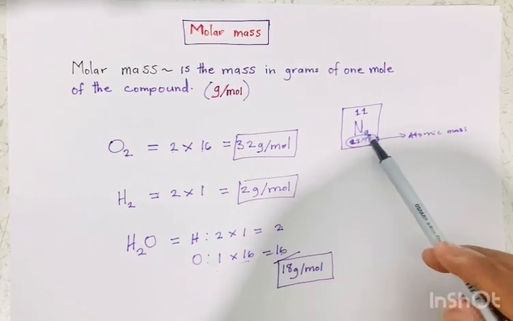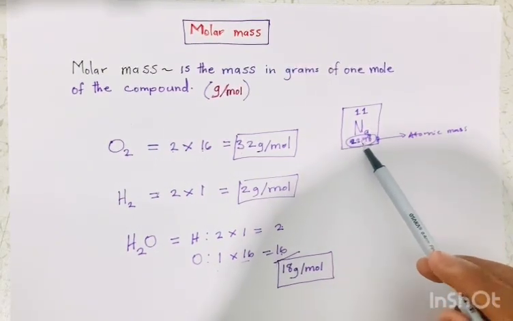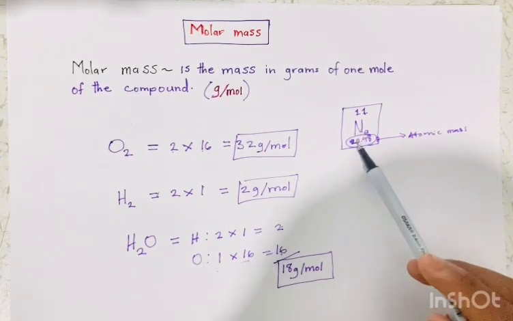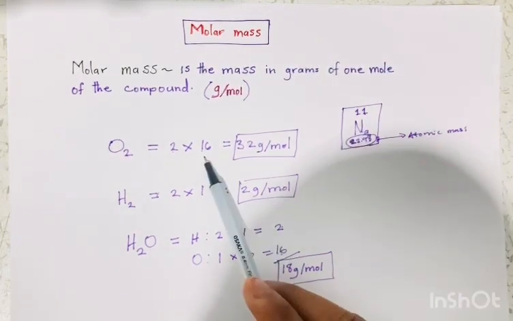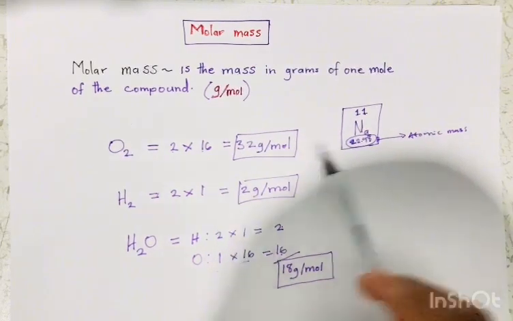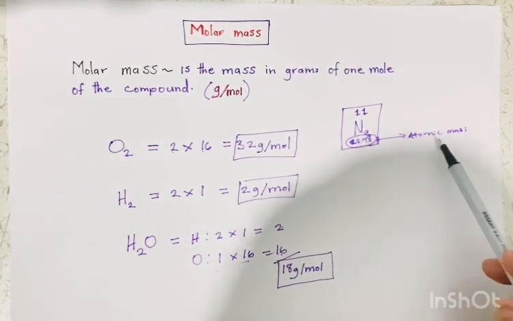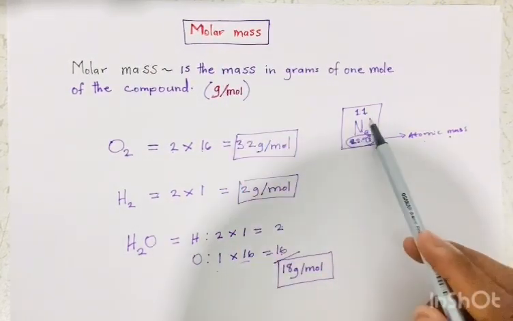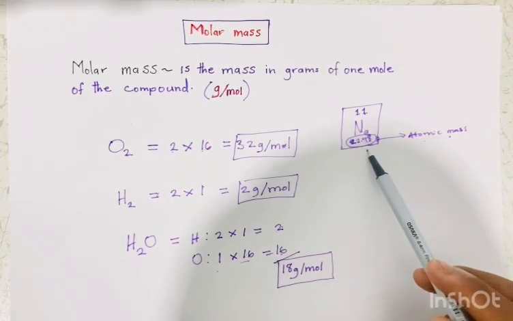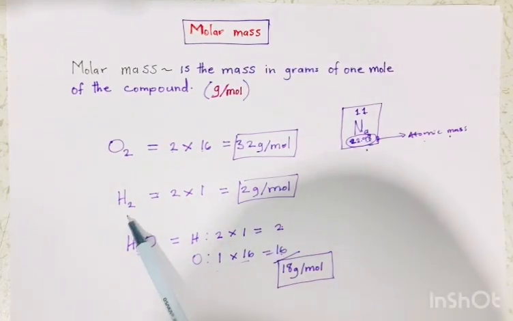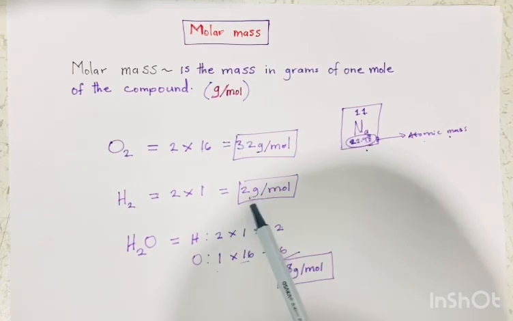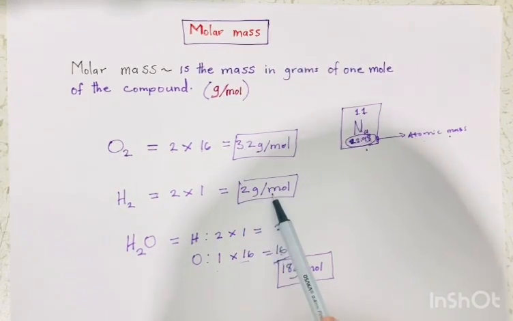For example, we have Na. For Na, we have 22.98 and 11. This 22.98 is what we normally use, and it is what you call the atomic mass. So in calculating molar mass, we don't use the atomic number, but we use the atomic mass. A similar example is hydrogen. Hydrogen is H2, so by the atomic mass, we're going to get 2 grams per mole.